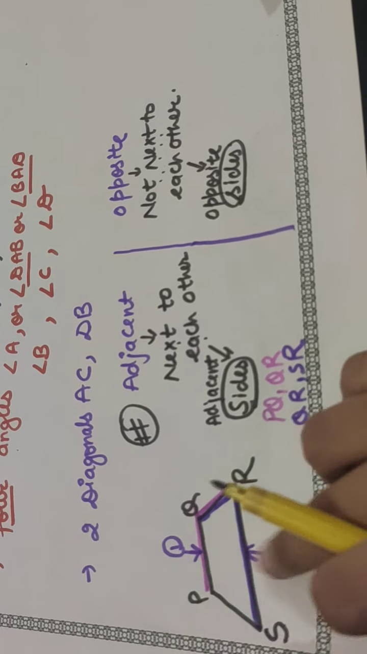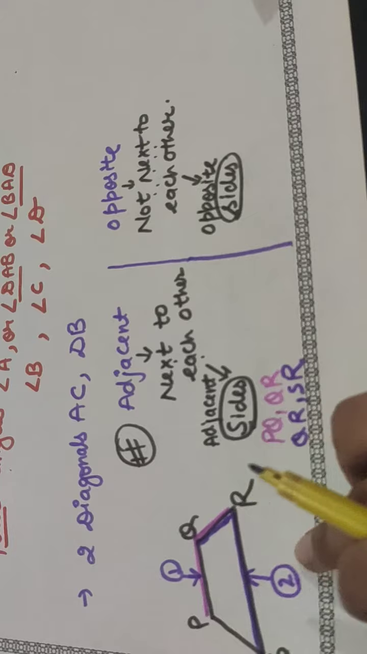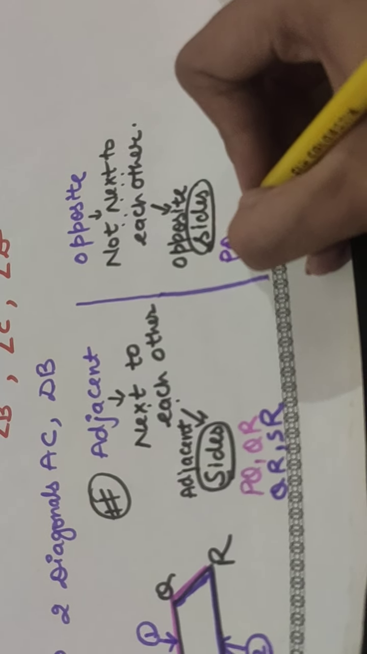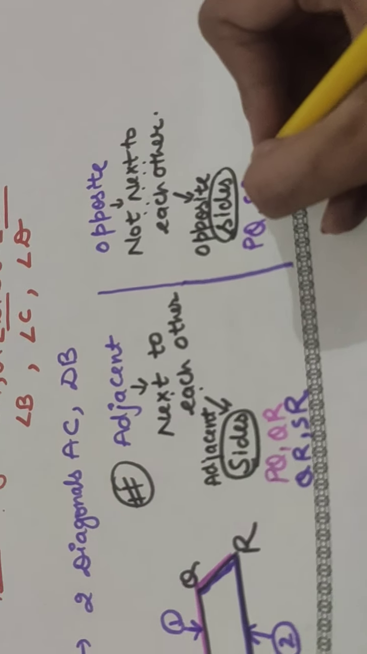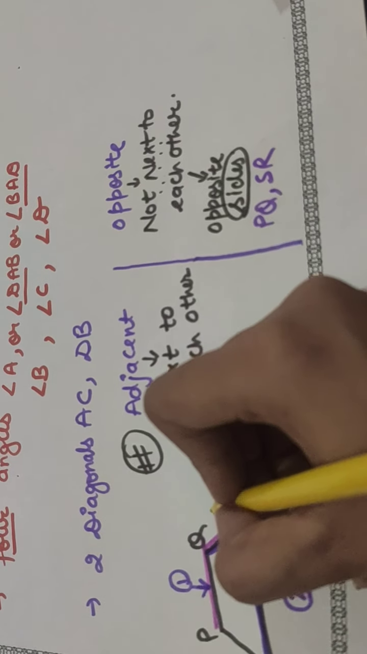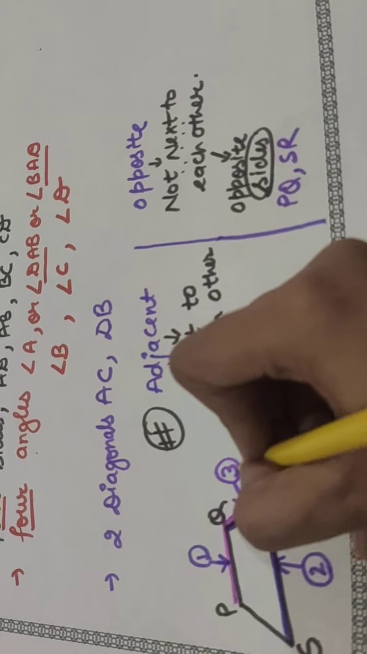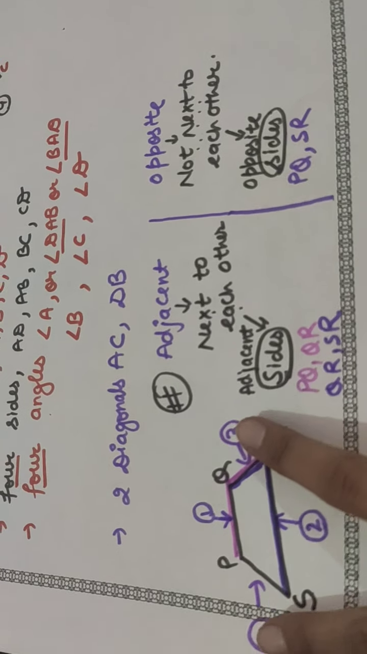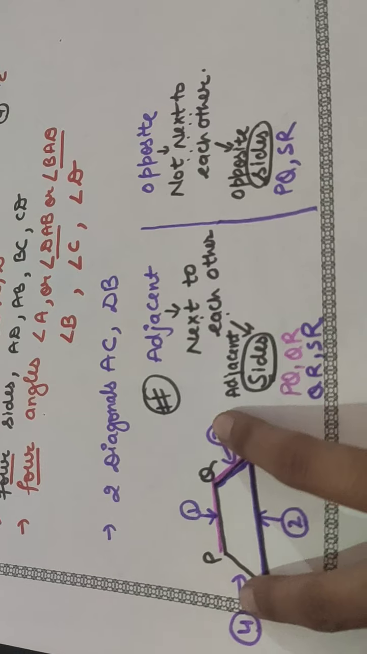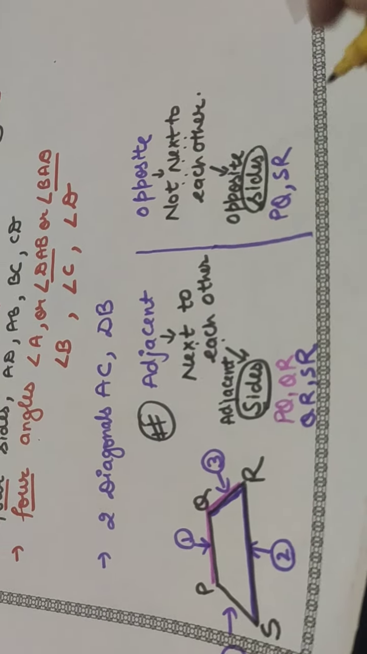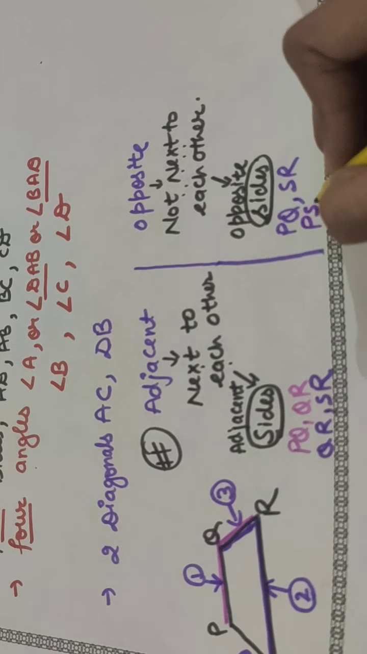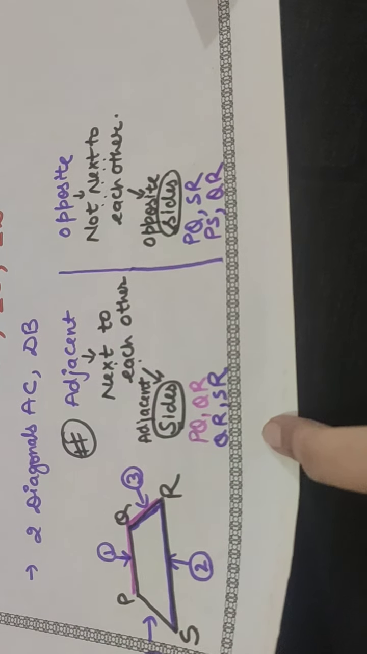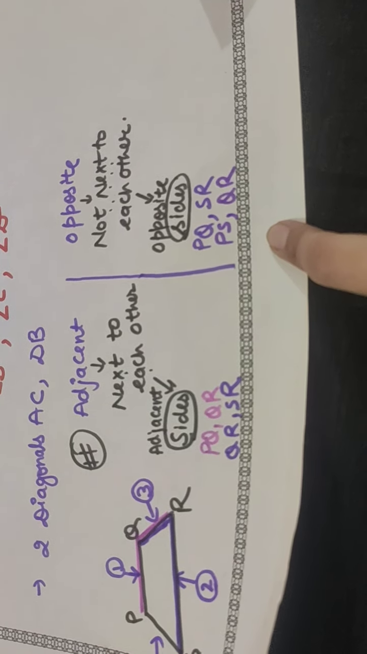So these two lines are opposite sides, or you can say that these two sides are not next to each other. Similarly, you can see that this QR side and this PS side are not next to each other, they are opposite to each other, so they are known as the opposite sides. Which sides? PS and QR. So this is about the adjacent sides and opposite sides.